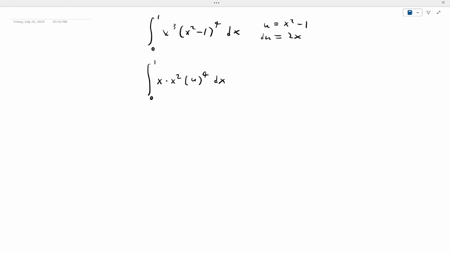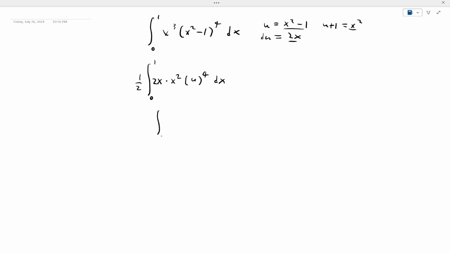So we know that we need to take out at least a 1/2. So that would be like this, and we have 2x. But then we have an x squared left over. Well, thankfully, we can actually manipulate our u to make it u plus 1 is equal to x squared. So now we have all of our terms in terms of u, then we just sub those in.